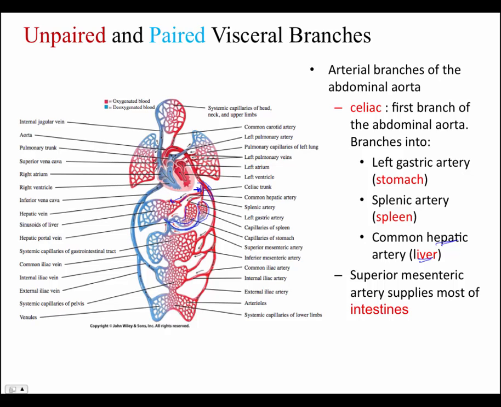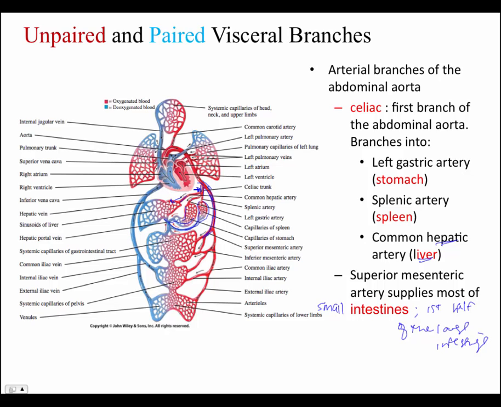Now, another branch that we have from this abdominal aorta is going to be the superior mesenteric artery. So here's this abdominal aorta still going down, and then another branch, here's that superior mesenteric artery. This is going to supply most of the small intestines and the first half of the large intestines.